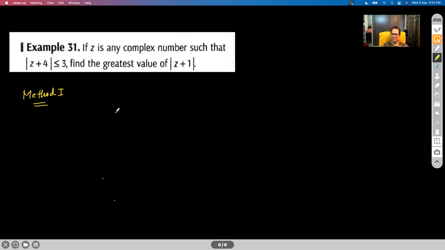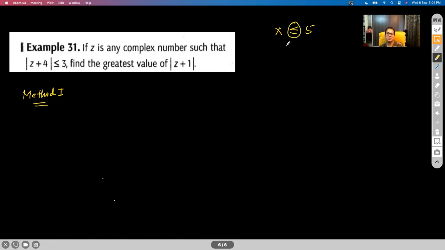When the greatest value comes up, basically an inequality comes, that this should be less than or equal to some number. So if I say number X is less than or equal to, let's say, 5, then what is the greatest value of X? 5. But for that, you need to remember the less than or equal to sign in your mind.